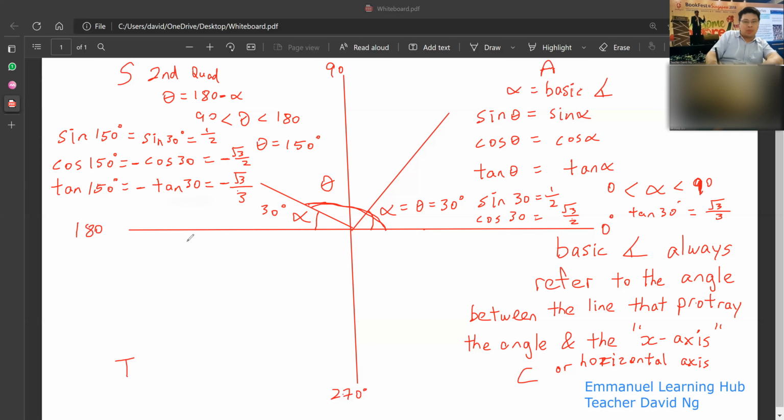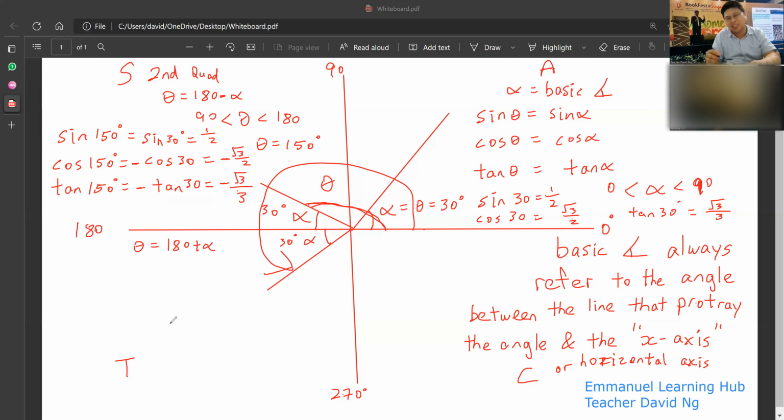Okay, third quadrant, let's say it's here, right? Just now I told you the alpha, which is the basic angle, always lies between the line that you draw to portray the angle and the x-axis, which is this angle, correct or not? You notice throughout this whole time, my alpha is constantly at 30 degrees, but my theta is changing all the time. My theta is 180 plus alpha. So it's 210, for this example.